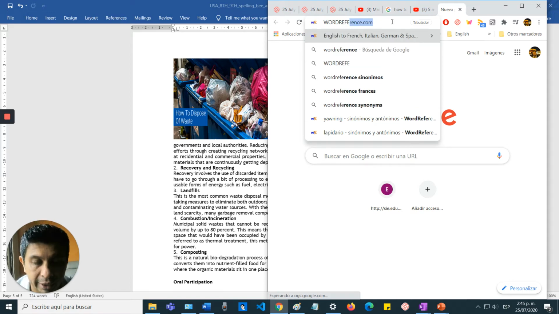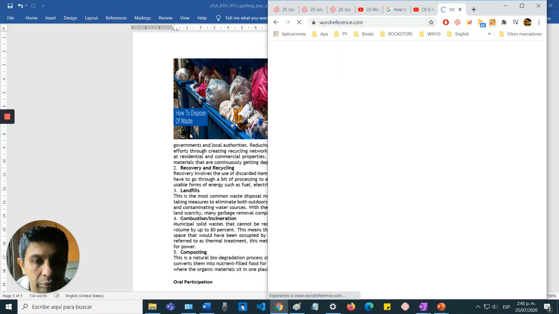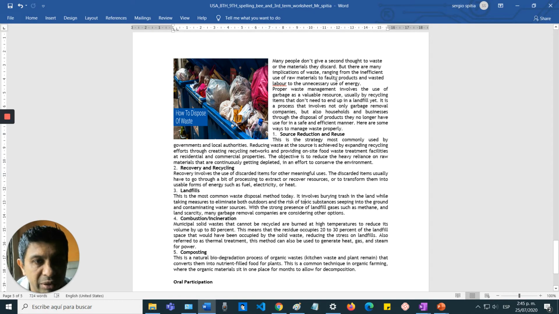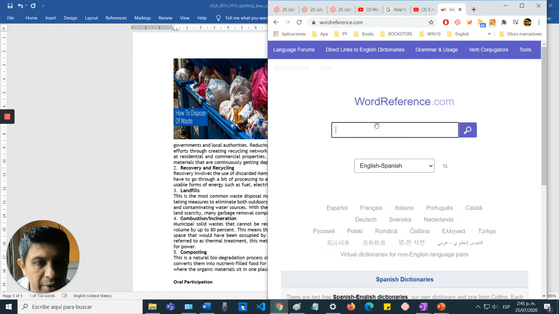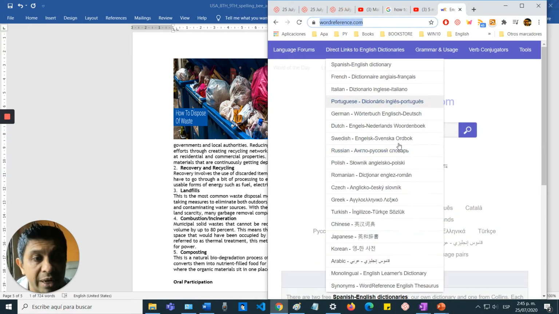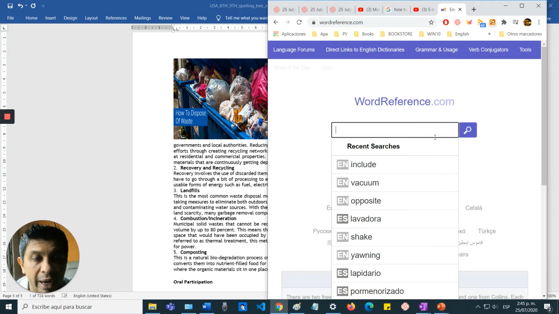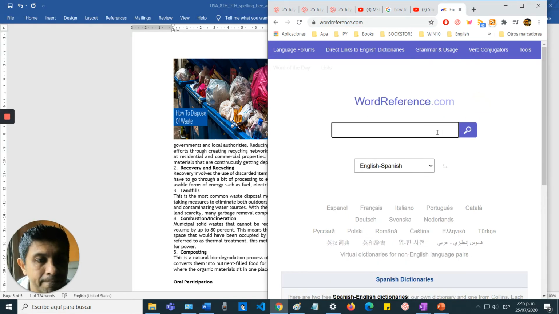Wordreference.com. So for example, Mister, I don't understand what is faulty. I'm highlighting it here, le estoy resaltando. Ctrl-Z, and I go to WordReference. This website is extremely good. I dare to say that is one of the best that I have found on the web.